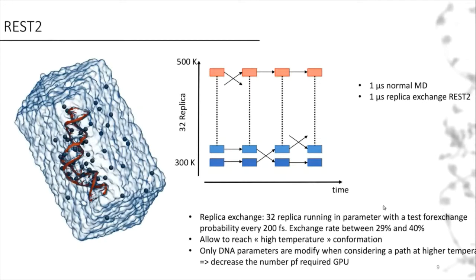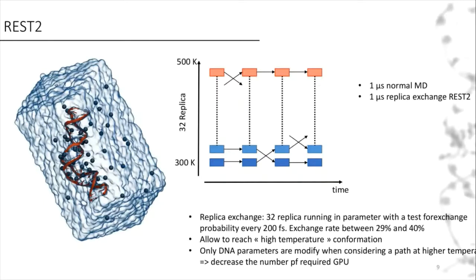So our exchange rates were between 29% and 40%, which is quite good. And to decrease the number of replicas we required, we used REST2, where you only heat the DNA and not the whole box. That means that water stays at 300 Kelvin, and you can change the parameters of your DNA molecules to reach an effective temperature of 500 Kelvin.